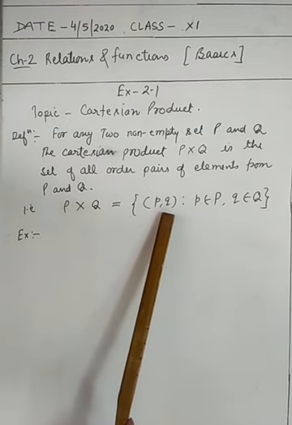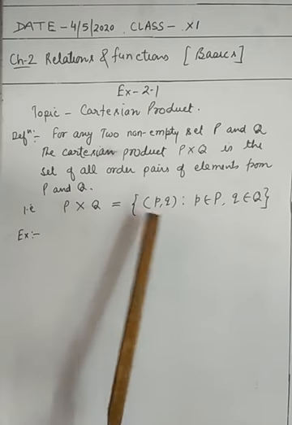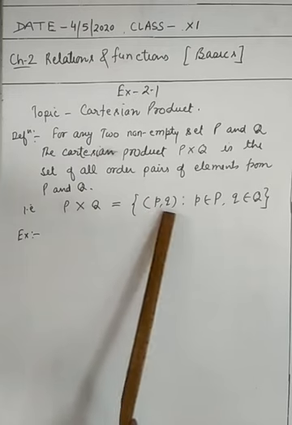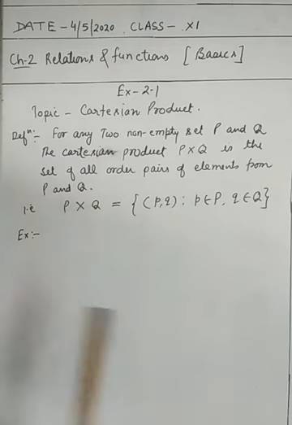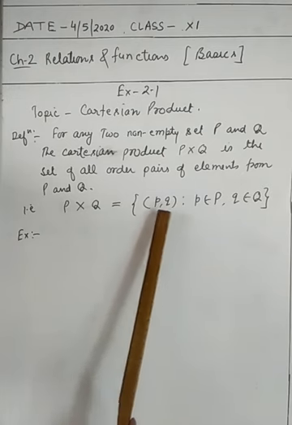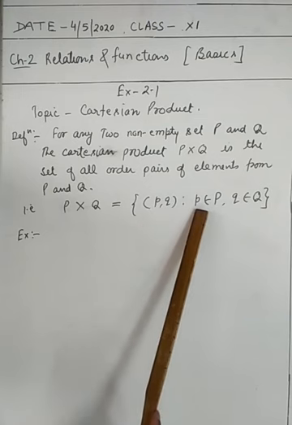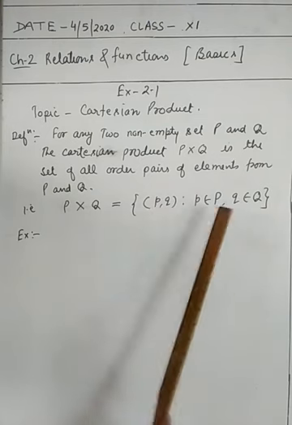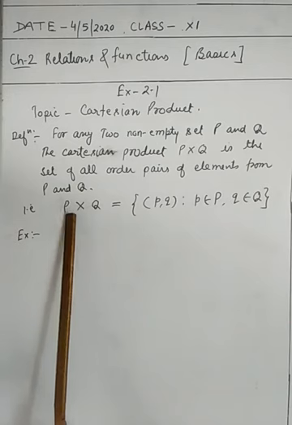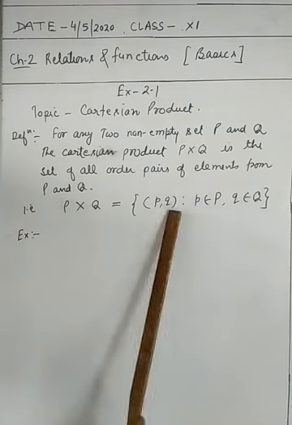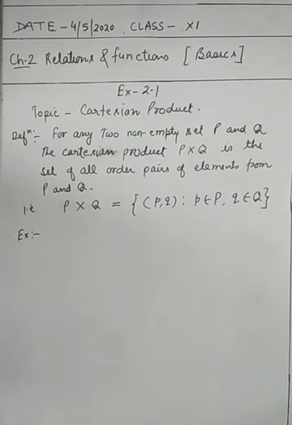Ordered pair means, like you studied in coordinates, (2, 3) in small brackets, that is (p, q) in small brackets, this is called an ordered pair. If two elements are written in a bracket with a comma, that is called an ordered pair. So P cross Q is equal to (p, q), where p, the first element, belongs to the first set P, and q belongs to Q, the second set.